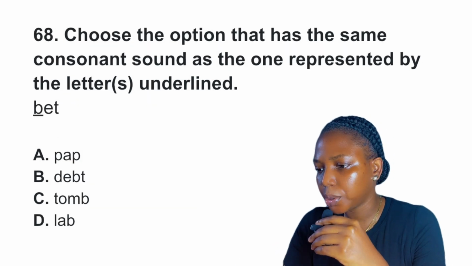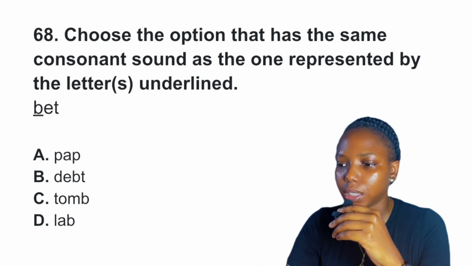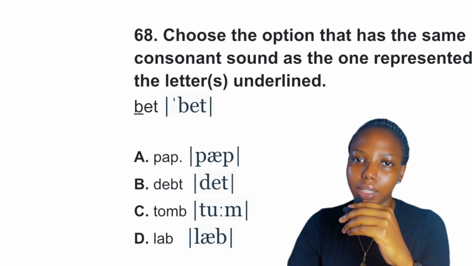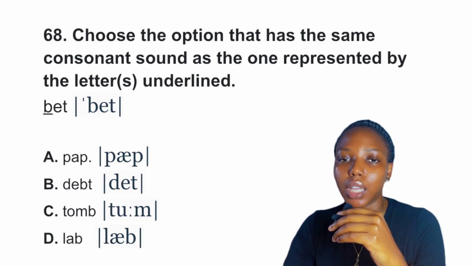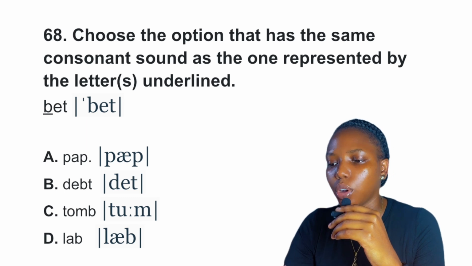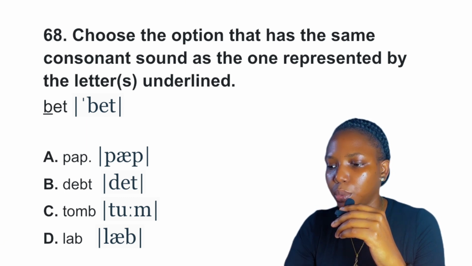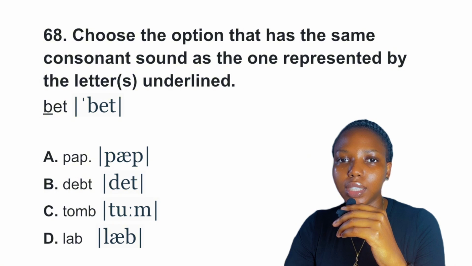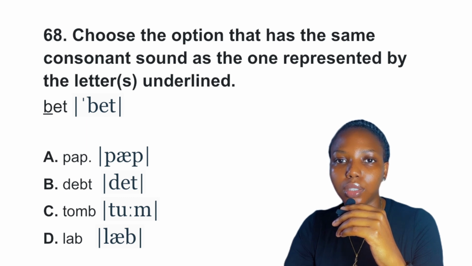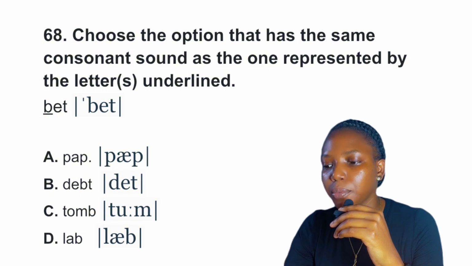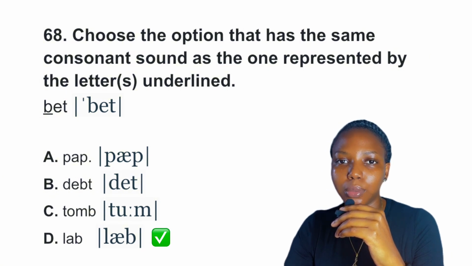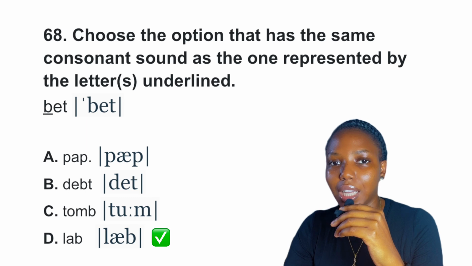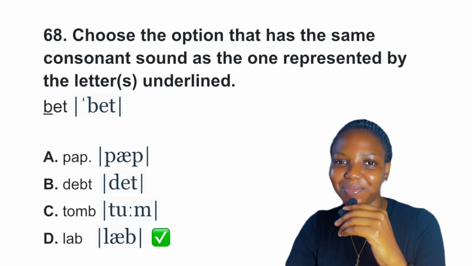Question 68. Choose the option that has the same consonant sound as the one represented by the letters on the line. The word is bet. Okay, so letter B is on the line and it's a consonant sound B. Option A we have pap. Option B we have debt. Letter B is silent. Option C we have tomb. B is also silent in the word tomb, right? The vowel sound O is the long one, tomb. Option D we have lab. So letter B in the word lab is B. So the answer to this question is definitely option D.